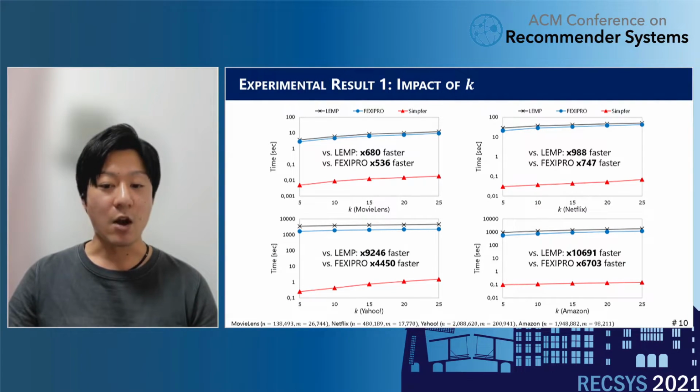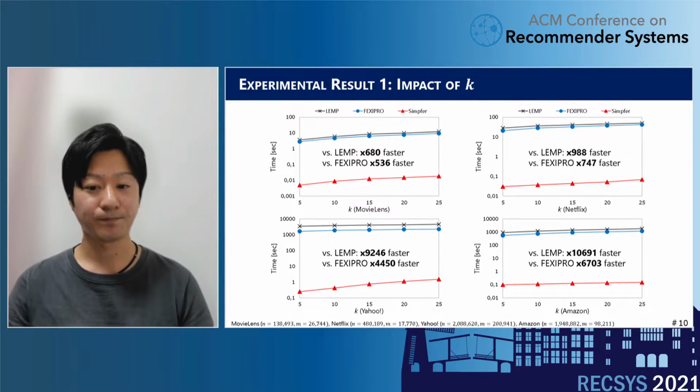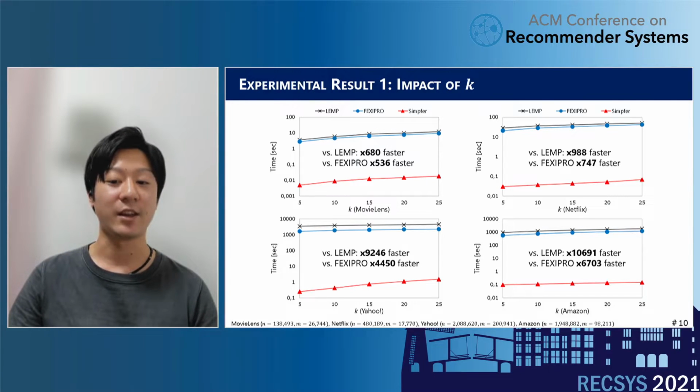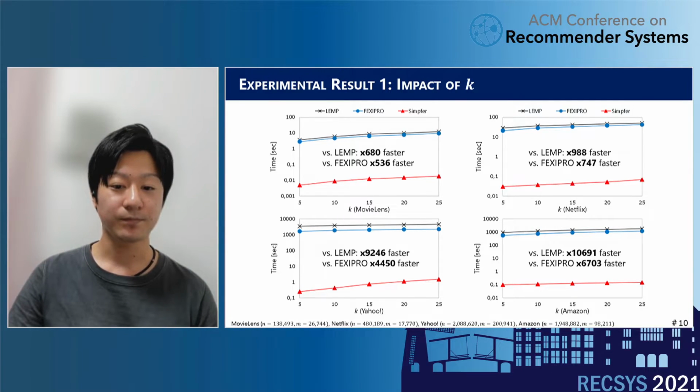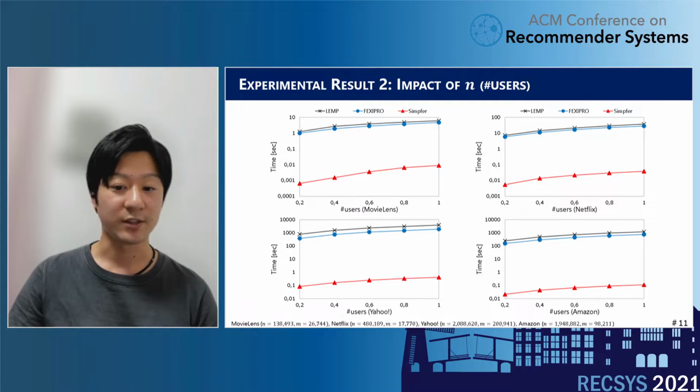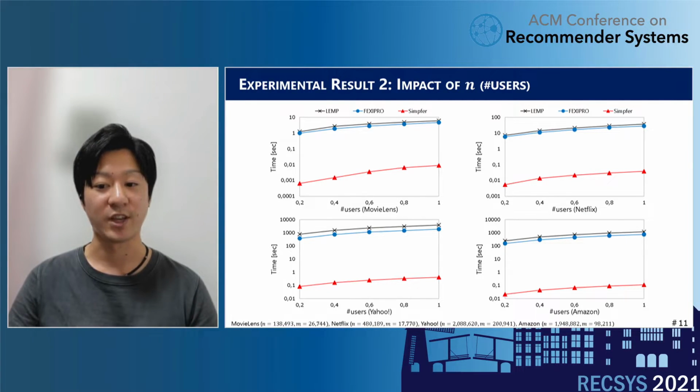Now let's see our empirical results. These figures show the impact of K. You can see that simpler is much faster than the baselines. And it is actually at least 5 times faster. Next, the impact of the number of users. And simpler scales well to larger datasets, and it outputs the result within 1 second.